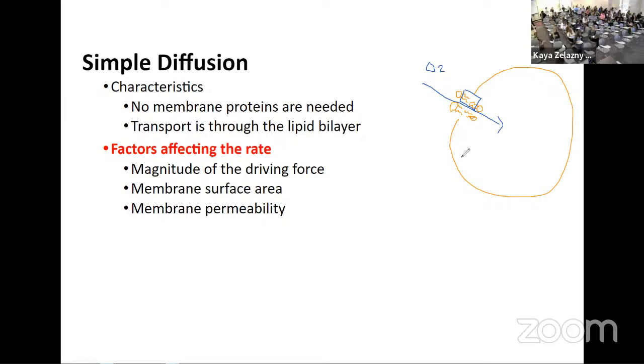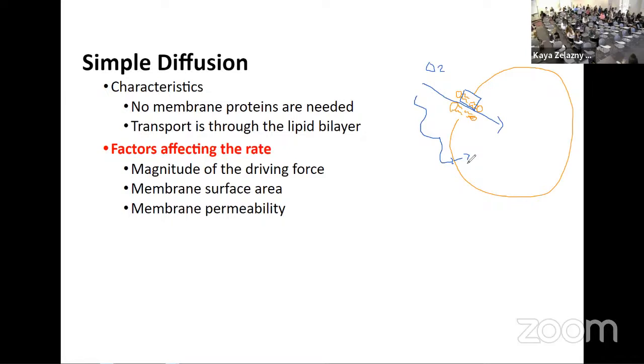Membrane surface area, so how big that membrane is, actually does make a difference, because for simple diffusion, you're kind of waiting for that oxygen to swim around and touch the membrane to go through. Which means that if you have more surface area, more membrane, you're more likely to hit the membrane and move through. So greater surface area means faster diffusion, and get into that cell faster.